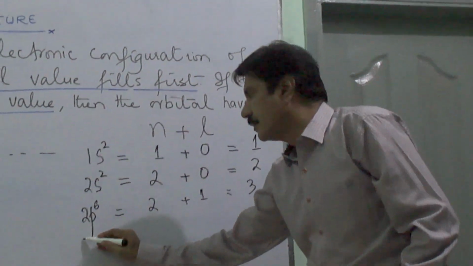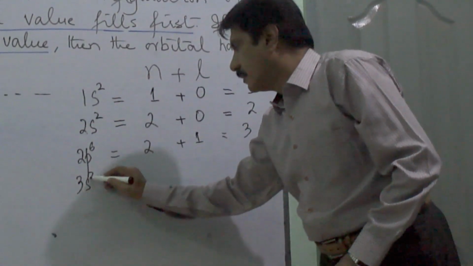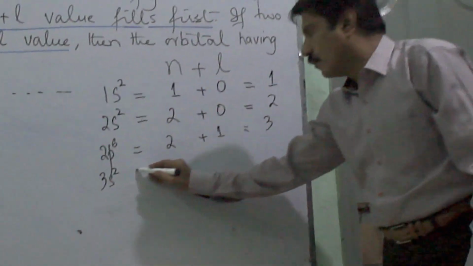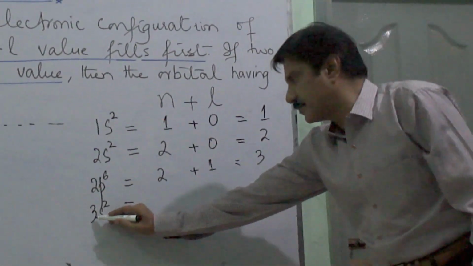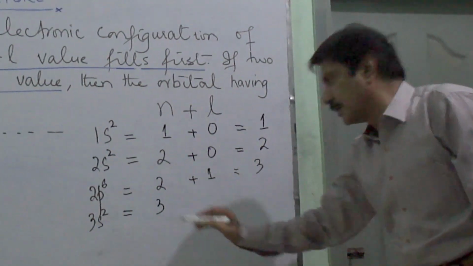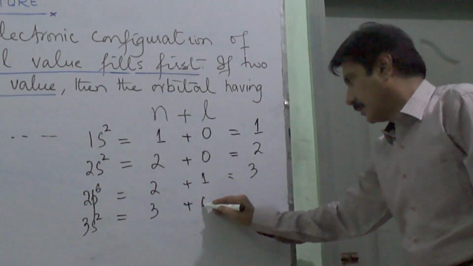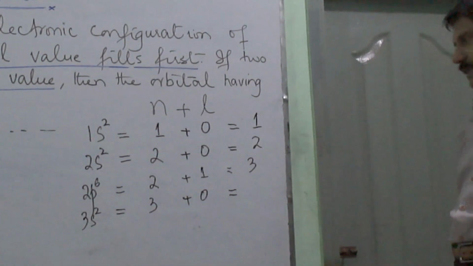Then after that, 2 electrons were allowed to enter in the 3s orbital. Why was it 3s? Because for the 3s orbital the principal quantum number value is taken as 3, while for the s subshell the azimuthal quantum number value is again taken as 0.